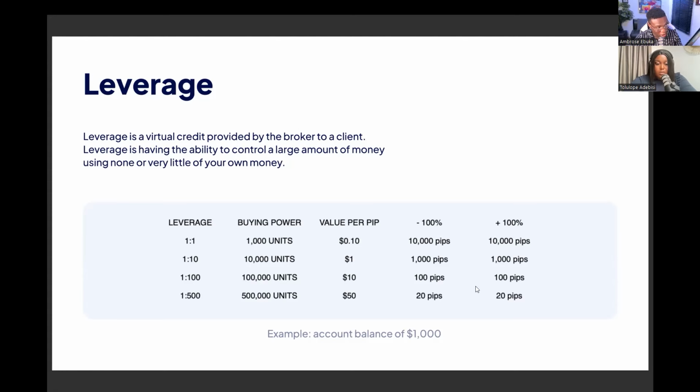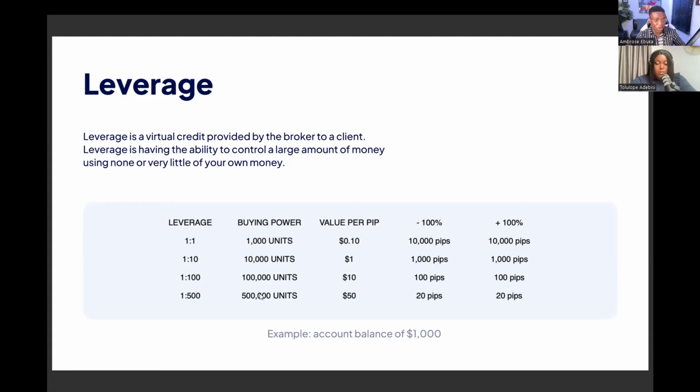Now, we have different leverage options. We have one-to-one, which is no leverage. The one here signifies your account balance, and the figure after the ratio signifies the leverage amount. One-to-one is your account balance to your account balance, which is no leverage. 1 to 10 means your account balance will be multiplied by 10 to give you 10,000 units in buying power. 1 to 100 means your account balance will be multiplied by 100 to give you 100,000 units in buying power. 1 to 500 means your account balance will be multiplied by 500 by your broker to give you 500,000 units in buying power.